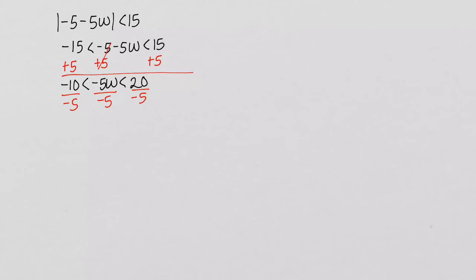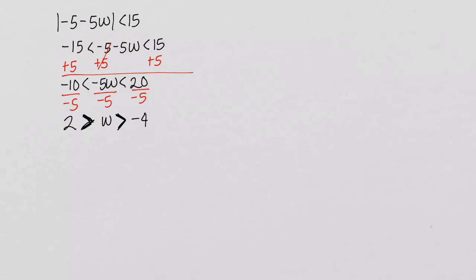Now, when you divide by a negative, you do have to flip the direction in which your inequality is pointing. All right, my W's here. 20 divided by negative 5 is negative 4. Negative 10 divided by negative 5 is 2. To maintain the meaning of this inequality, but write it in the more natural direction. The more natural direction is having it be less thans in both places.